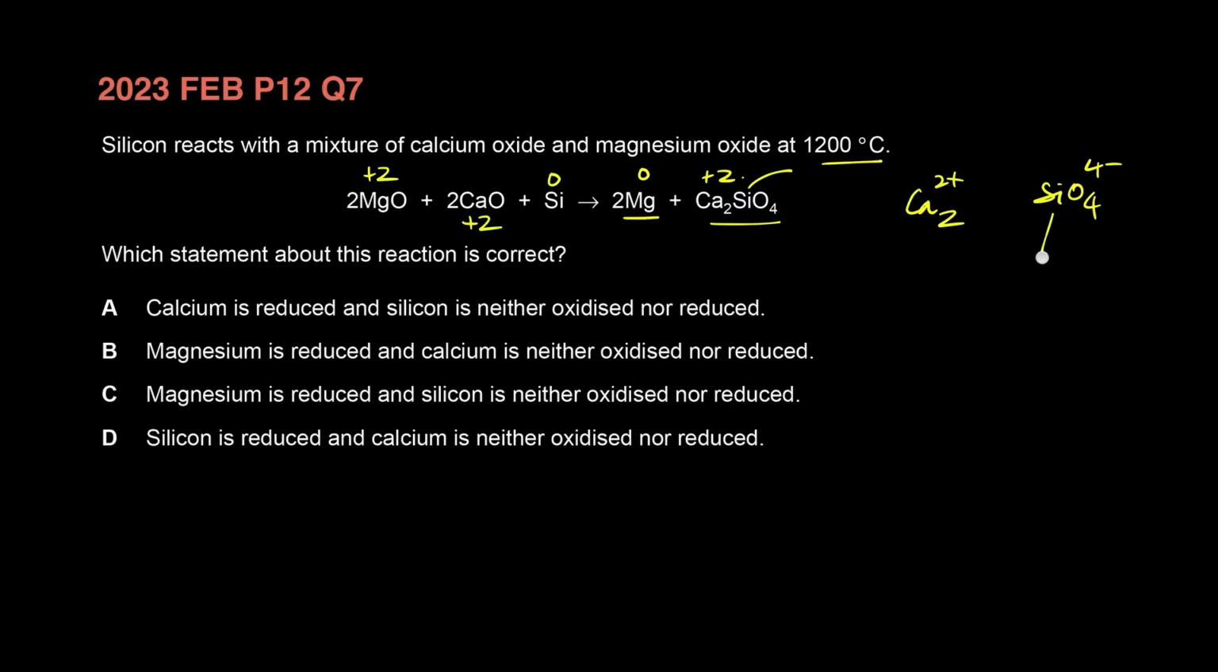And that's a 4 minus ion. What is silicon? Silicon is 4 times minus 2, which is equal to minus 4. So x minus 8 is minus 4, x equals plus 4.